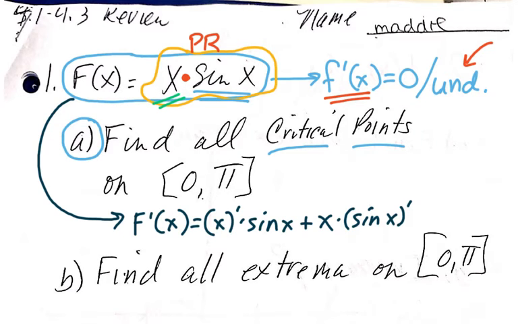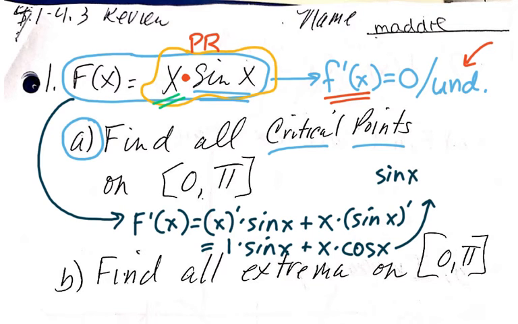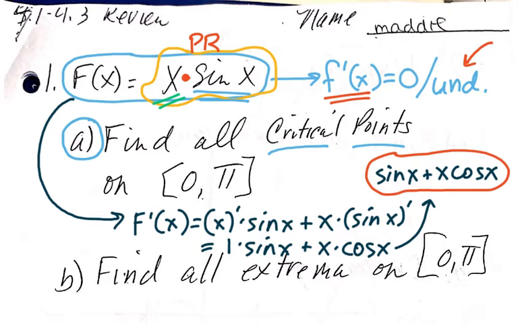Okay, so the derivative of x is just 1, so that's not too bad. So 1 times sine of x plus, okay, the x stays there, and the derivative of sine, if you remember your trig derivatives, is cosine of x. Okay, so my final derivative here is sine of x plus x cos of x. All right, that's f prime. Yay, congratulations. That's great. So what do we do with that?